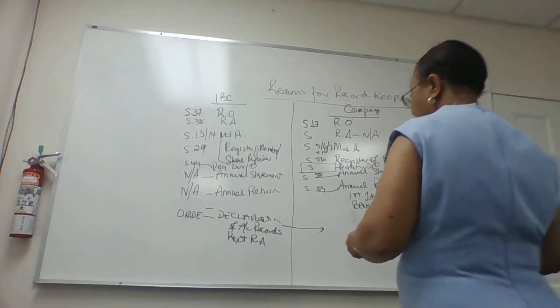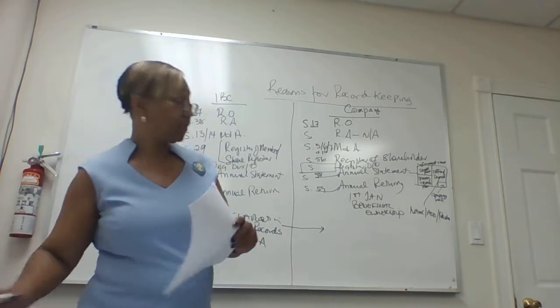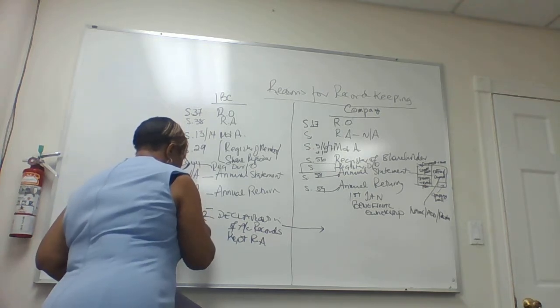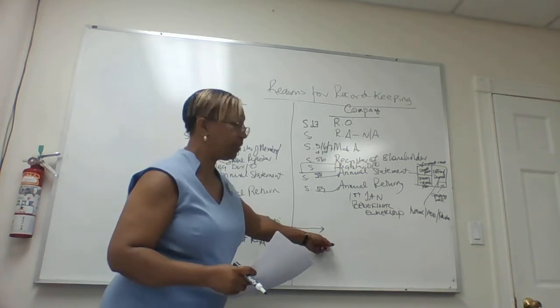So for this one, we would have that as IBC order 2016. Yeah, just cite it. So what's required over here in the Companies Act?